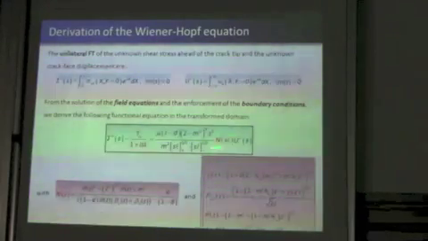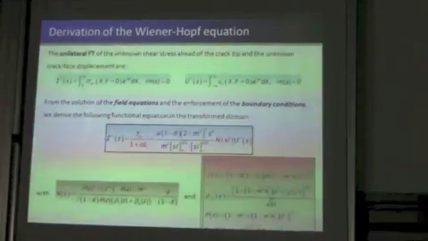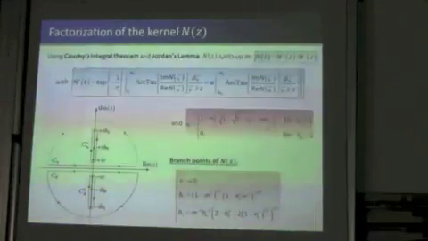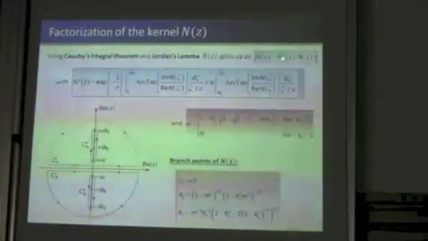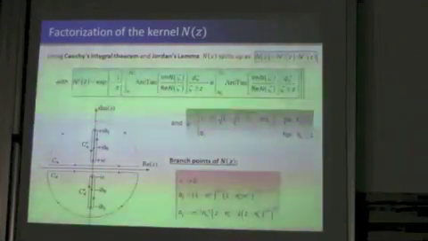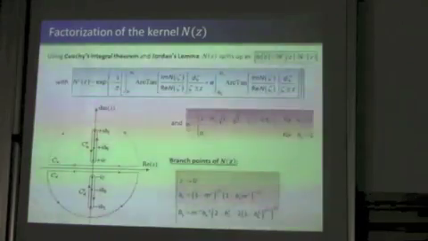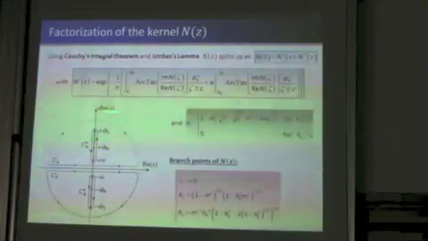In particular, the kernel function N, defined here, is decomposed using a multiplicative decomposition of this form, where the N plus and N minus functions are obtained using Cauchy's integral theorem, Jordan's lemma, and also taking into account the branch cuts of the kernel function N. So these are the N functions, N plus and N minus.